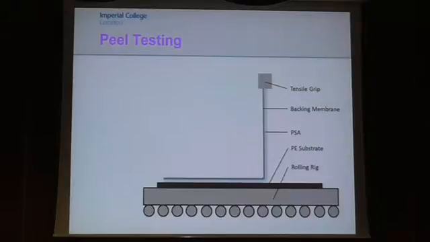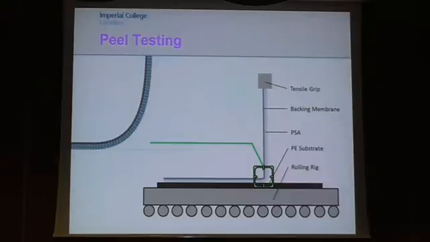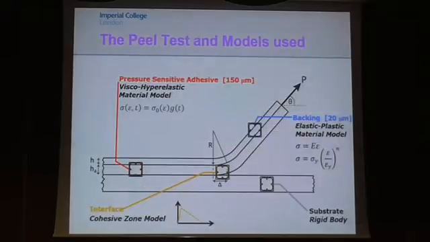So here's just a simple schematic of what the peel test looks like. You have the backing, the PSA, you have the substrate, and then you have it on a rolling rig so that you can maintain a constant angle when peeling. You can see a zoomed-in region of it, and you can see the backing membrane and the PSA layer, and those are the properties I want to obtain in order to run my simulations.